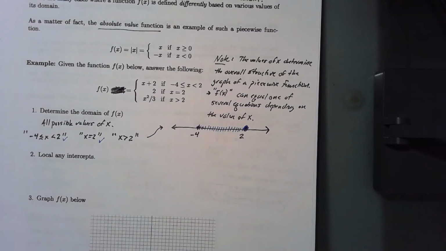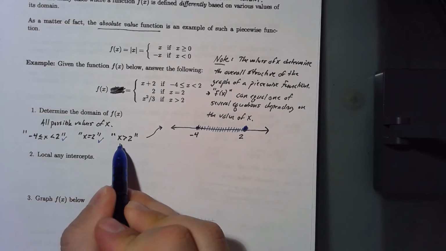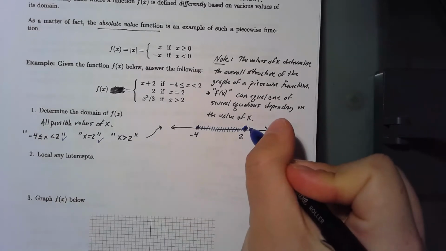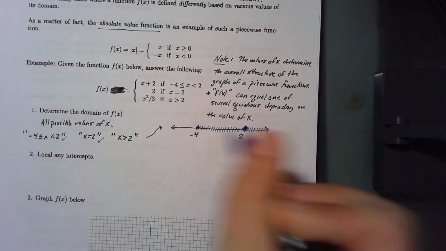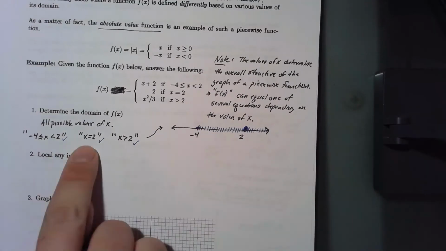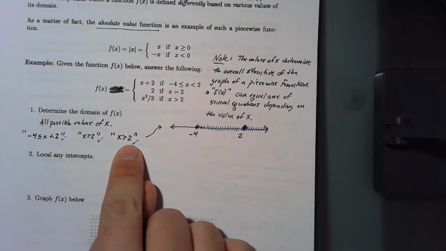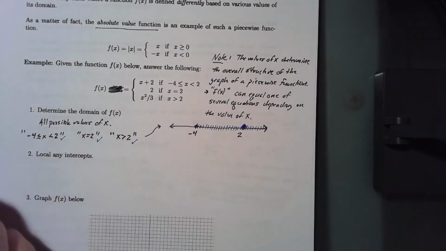I'm just including all three of them. And now, what is this one? This means x is greater than 2, so that's everything to the right of 2 forever and ever. That's the third one. If I were to write all three of these inequalities and equalities as one, I'll get my domain of the whole function.